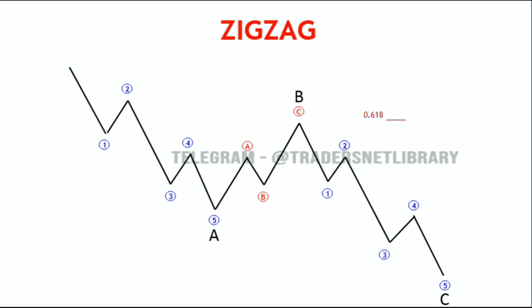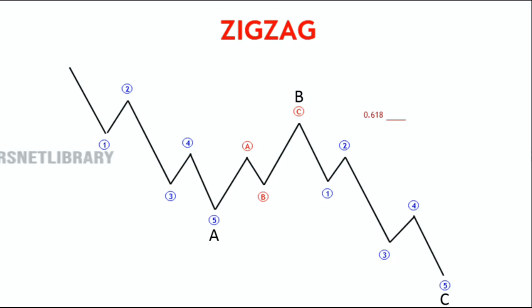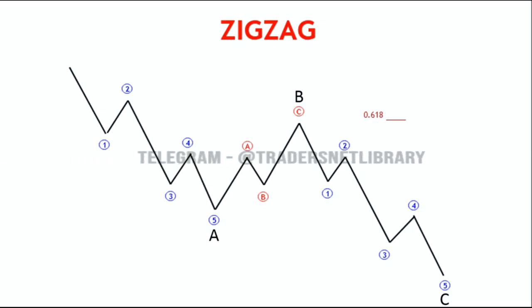One of the trading strategies on the zigzag correction pattern is the break of the trend line drawn from point 0 to 2. Types of zigzag pattern. 1. Normal zigzag pattern. In this case, wave C is between 61.8 and 161.8 of wave A.